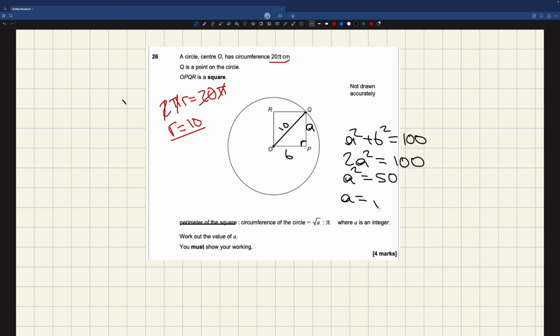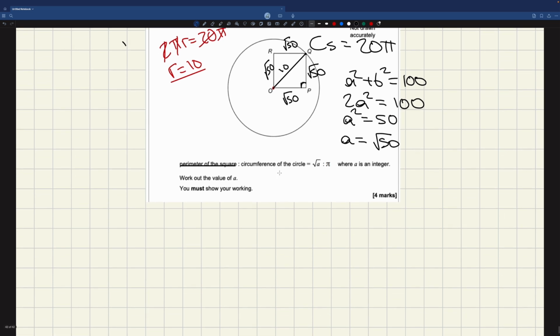Therefore, A is equal to the square root of 50. So this is the square root of 50. And this is square root of 50. Nice. So then, because this is a square, once again, we can just simply say that this is the square root of 50, and this is the square root of 50. So the perimeter of the square is equal to 4 square roots of 50. Nice. Now we need to know the circumference of the circle, where we are already given that. We're given that the circumference of circle is equal to 20 pi. Okay.